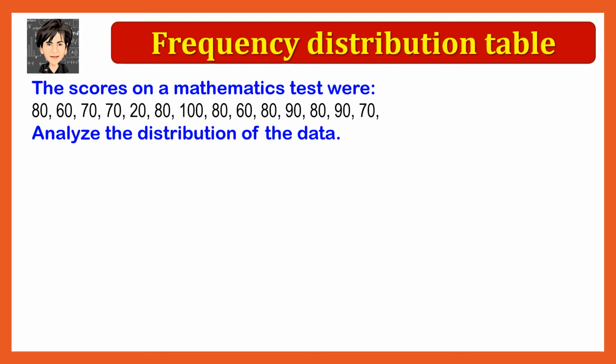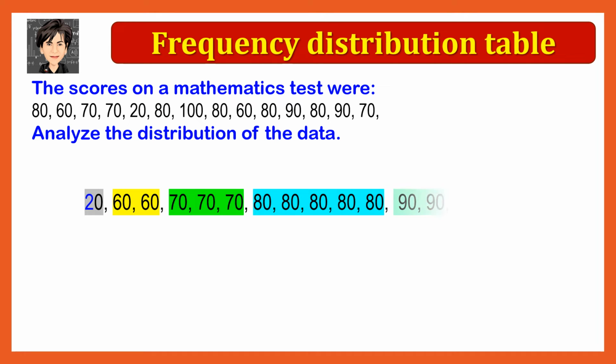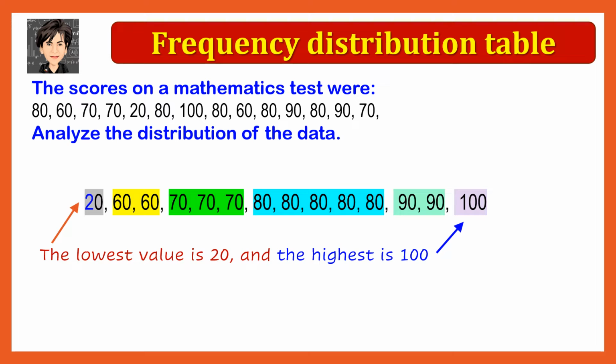Example: the scores on a mathematics test were 80, 60, 70, 70, 20, 80, 100, 80, 60, 80, 90, 80, 90, 70, and you want to analyze the distribution of the data. The first step is to organize the data in a way that is useful and concise. We start ordering the values from smallest to largest, so then they can be presented graphically.